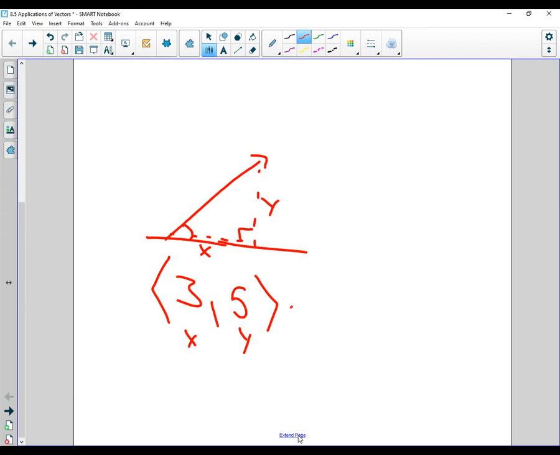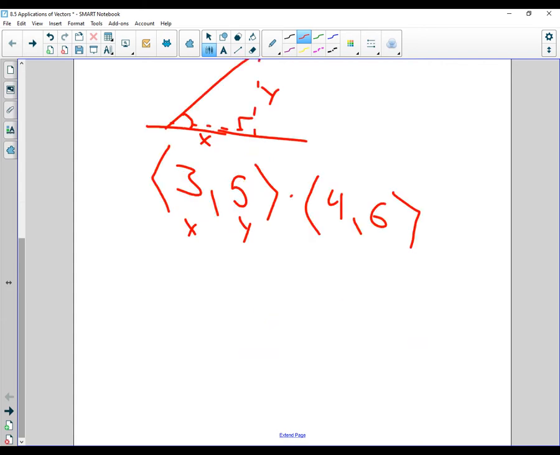And then we did the dot product, if we had this times another vector. Remember, the dot product spits out not another vector, but a number. That'd be 3 times 4 plus 5 times 6, right? You multiply the components, but you add them together. And then we could also multiply by a scalar, right? If I said 3 times that, then you would just do 9, 15.